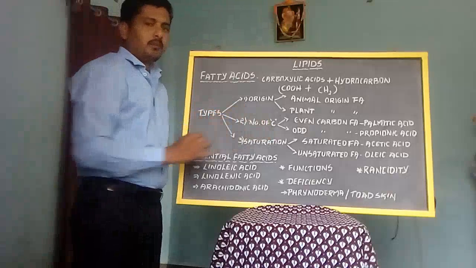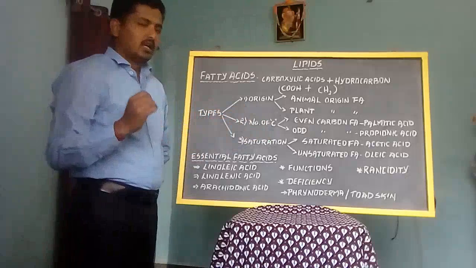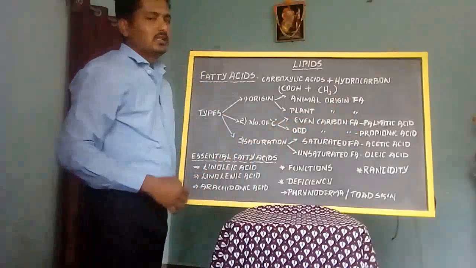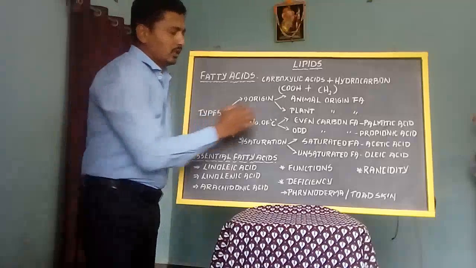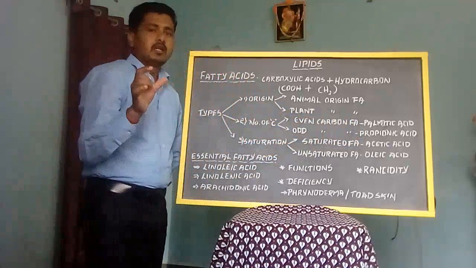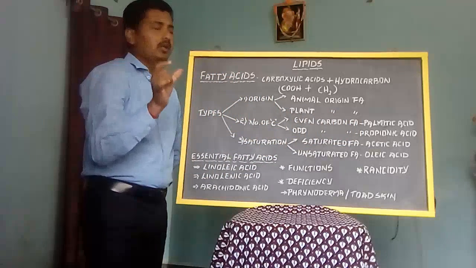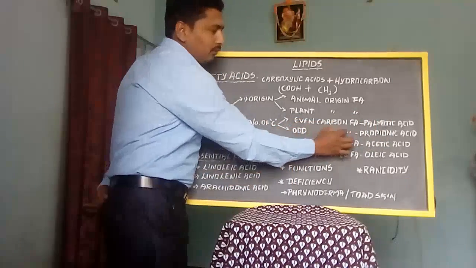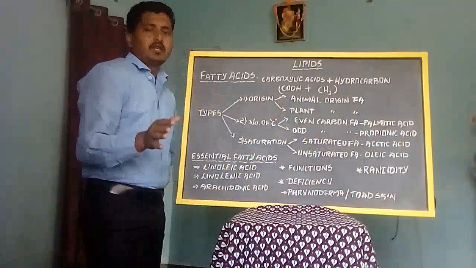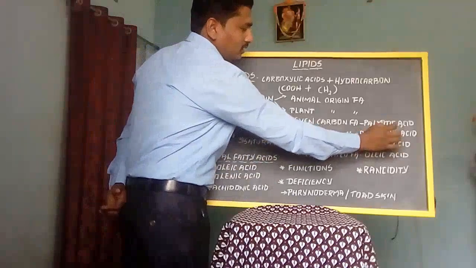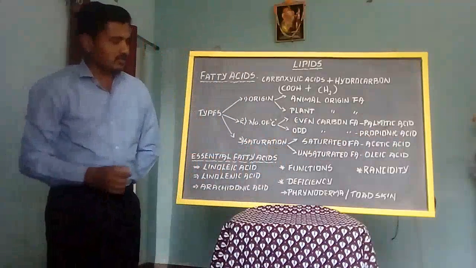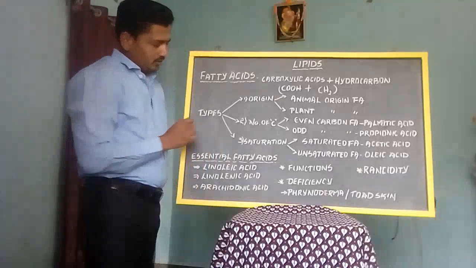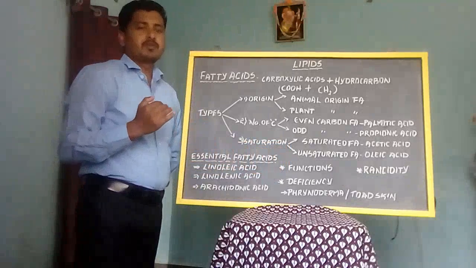And second, based on the number of carbons present in a fatty acid, we can classify them as even carbon fatty acids and odd carbon fatty acids. In an even carbon fatty acid, the carbon number is even. An example is palmitic acid. And in an odd carbon fatty acid, the carbon number is odd in nature, and an example for this is propionic acid.